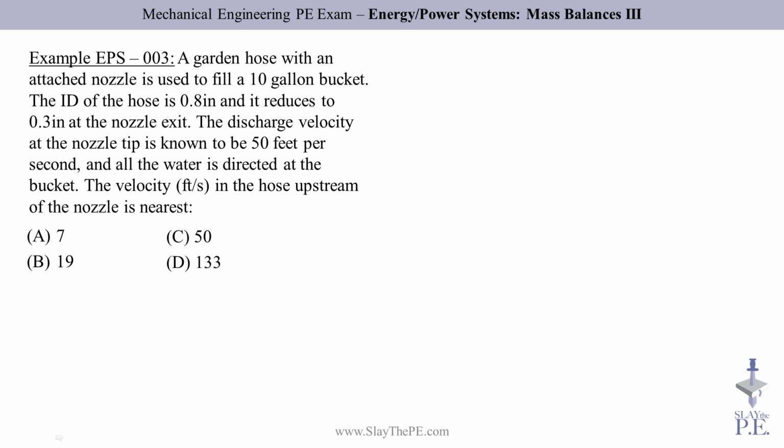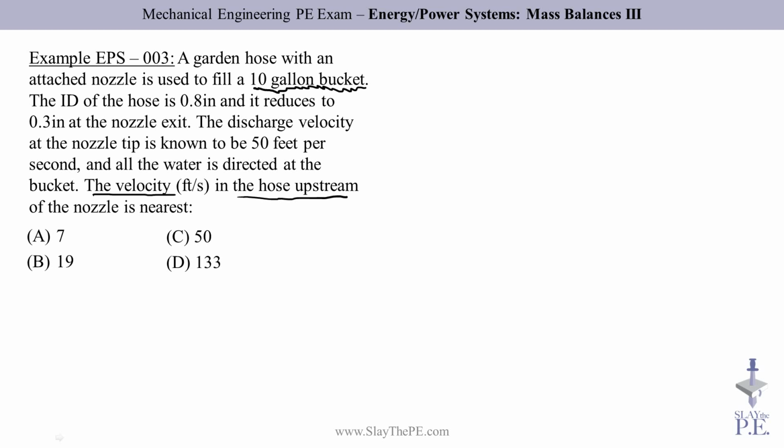Okay, so let's look at an example to solidify these concepts in your brain. So here's the example. At this point, as always, you are free to pause the video and attempt the problem on your own. Otherwise, let the playback continue and we will solve it here in real time. So we're back with the garden hose problem. But now the question is a little bit different. They're giving us the velocity at the tip of the nozzle, but the question is the velocity in the hose upstream of that nozzle. This time there is superfluous information, which is the volume of the bucket.